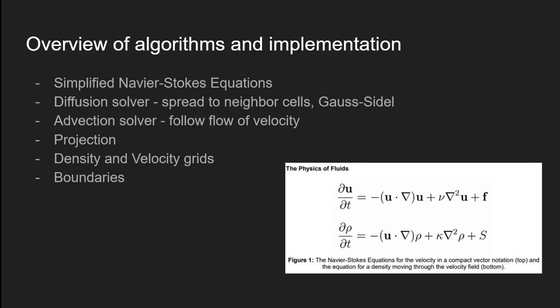As I mentioned before, this is a grid-based solver, and so the density and velocity are going to have their own separate grids that you're going to iteratively solve through using the diffusion, advection, and then projection for the velocity. To implement boundaries of your scene, you want there to be no flow exiting the walls. So this means that your v component of the velocity should be 0 for the horizontal walls, and your u component should be 0 for the vertical walls.